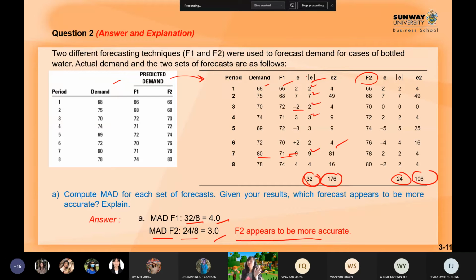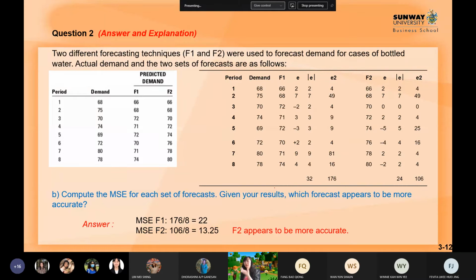In your exam, you need to make sure your table is 100% keyed in correctly. Then only you can answer. If not, everything is wrong. Part A wrong, part B wrong, and part C wrong. Okay, so we go to B. You compute the squared error. So you get this 176 because the squared error is divided by 8. And 106 divided by 8. Then you get the number.